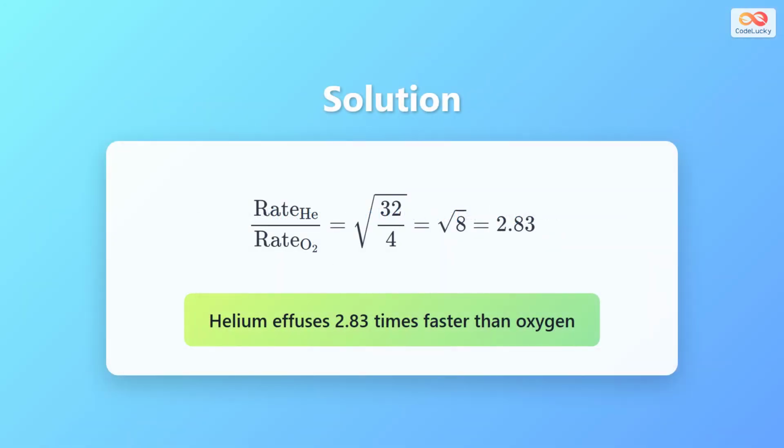Using Graham's law, we set up the equation. The rate of helium divided by the rate of oxygen equals the square root of the molar mass of oxygen divided by the molar mass of helium. That's the square root of 32 divided by 4, which equals the square root of 8, which is approximately 2.83. What does this result tell us? It means that helium effuses 2.83 times faster than oxygen. This makes sense because helium is much lighter than oxygen, so its molecules can move much more quickly through a small opening.